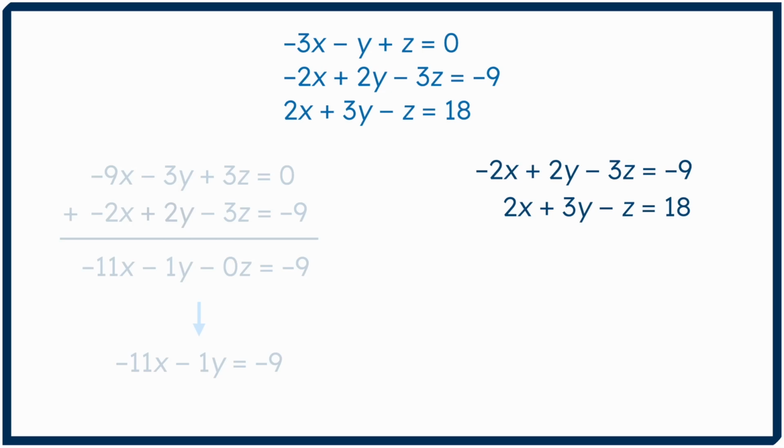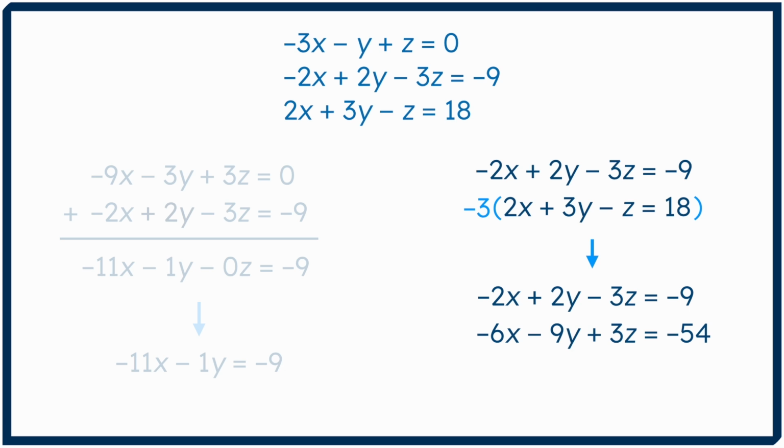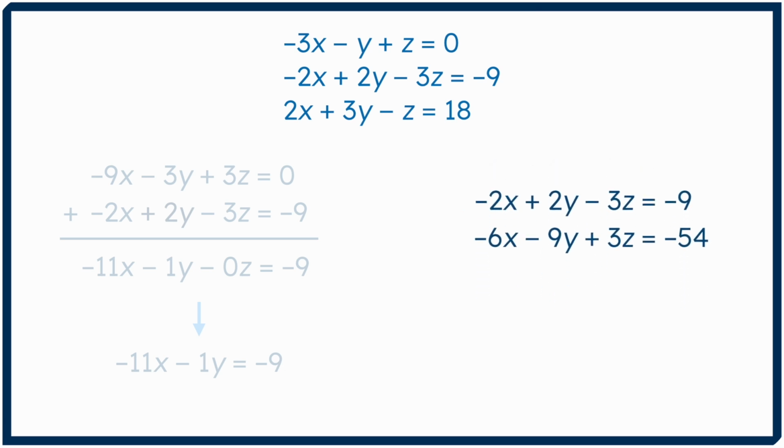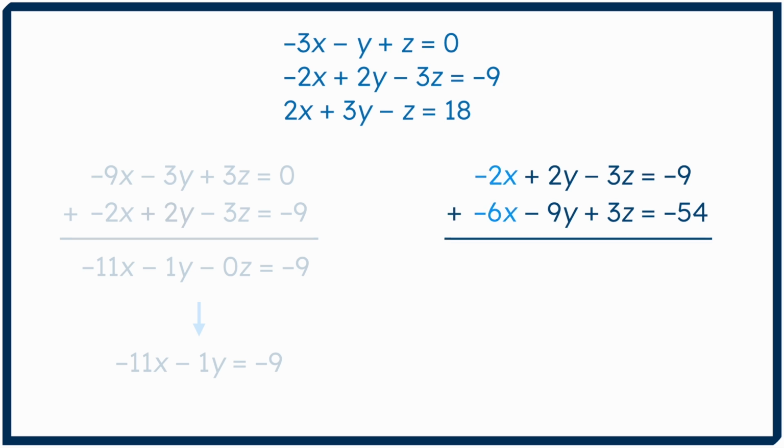Next, we'll eliminate z from the two equations on the right. This time, we'll multiply the entire bottom equation by -3. So the bottom equation becomes -6x minus 9y plus 3z equals -54. And again, we'll add together the two equations. -2x plus -6x equals -8x, 2y plus -9y equals -7y, -3z plus 3z equals 0z, and -9 plus -54 equals -63. Great, we've eliminated z from these equations as well, and we're left with -8x minus 7y equals -63.